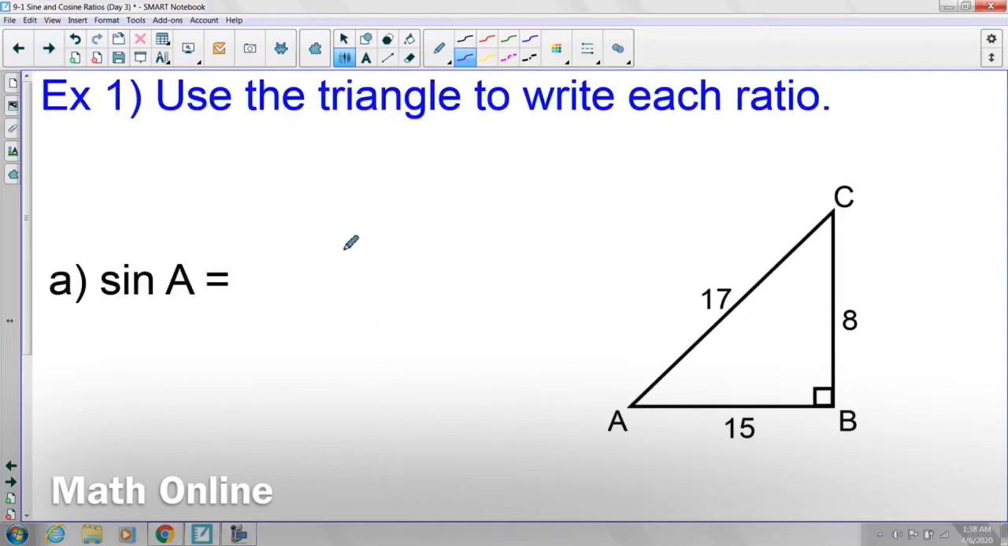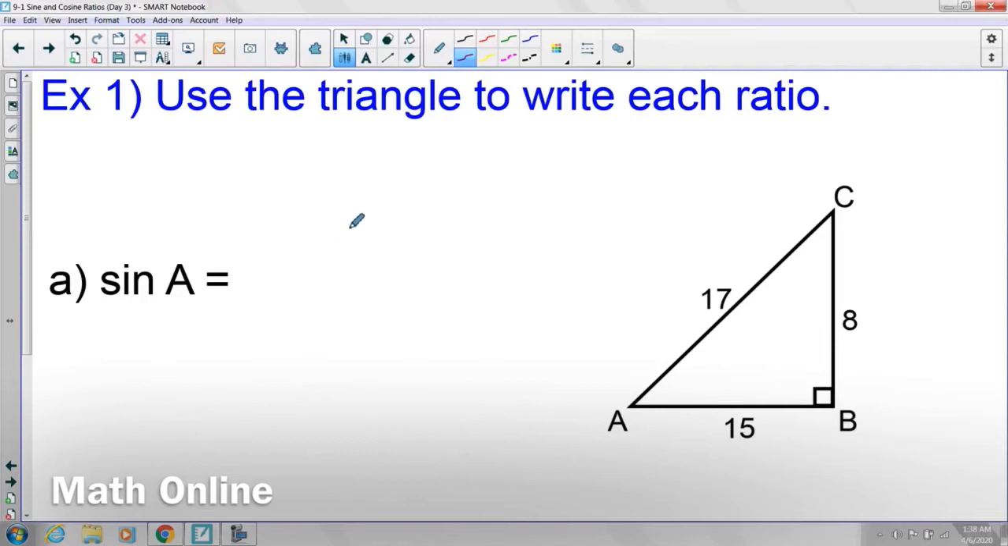All right. So now we have a scenario here. Example number 1 tells us use the triangle to write each ratio. So they're asking us to find the sine of angle A. So therefore, they're asking us for the ratio that corresponds to sine of angle A.